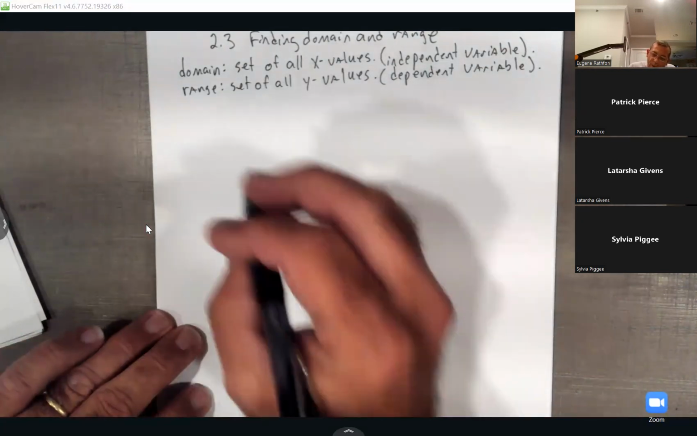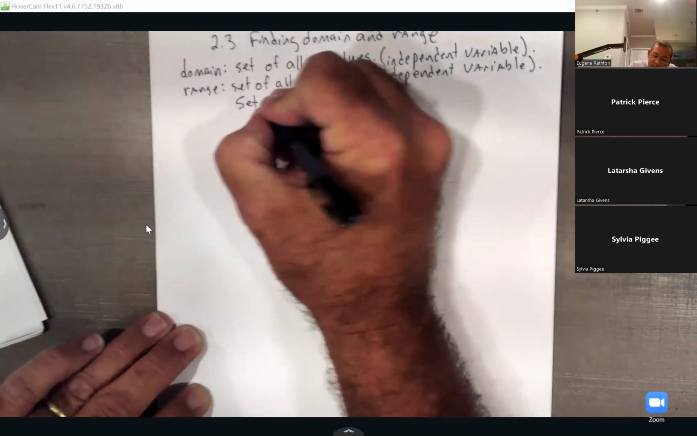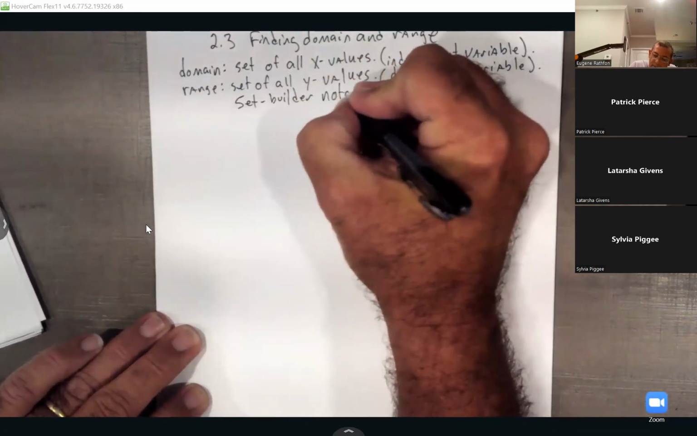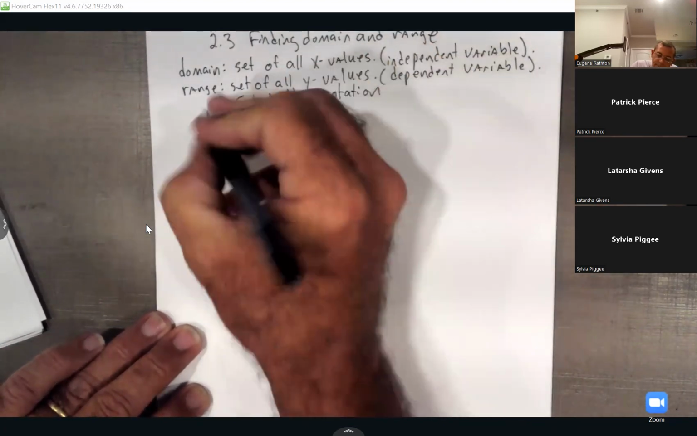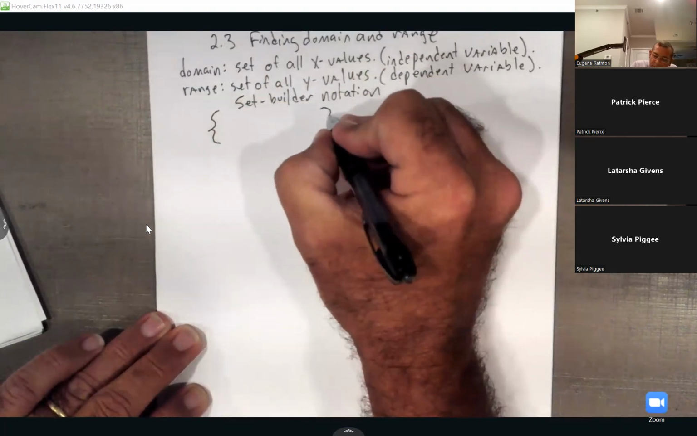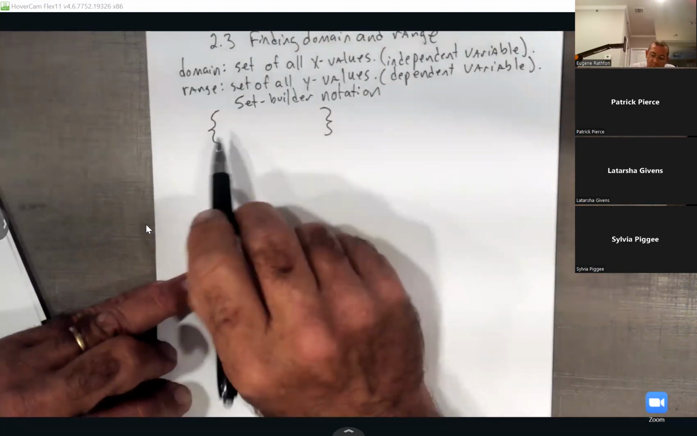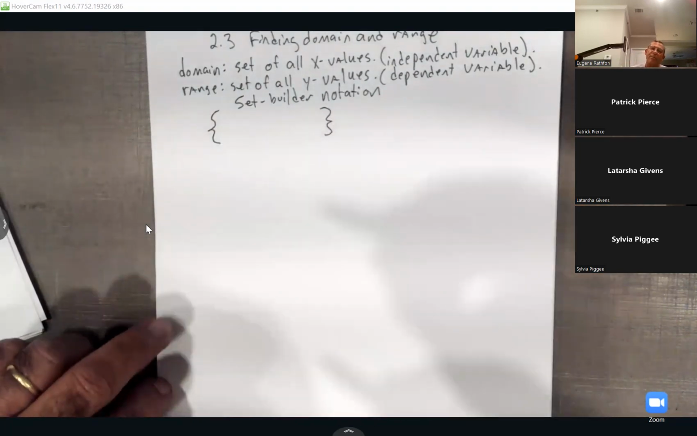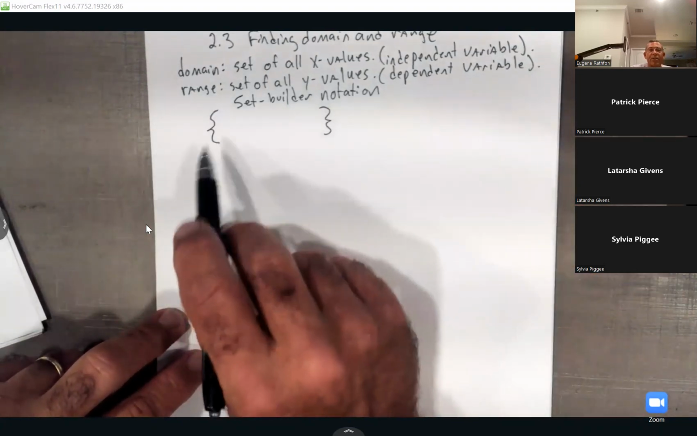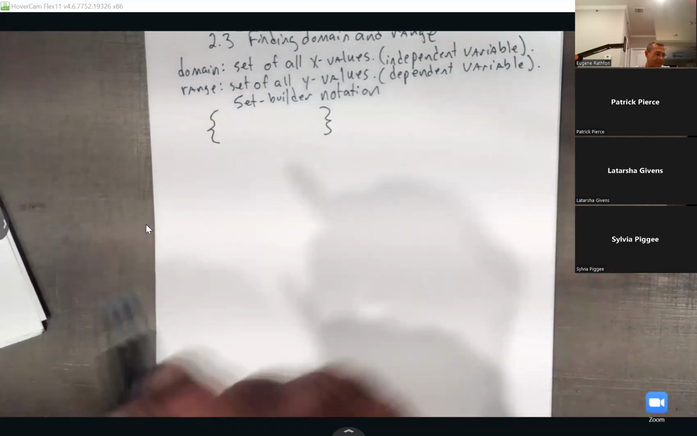So when we talk about our domain and range, we use what we call set builder notation. So that's when they use our curvy little parentheses. So I'll put all my x values in here, separated by comma for my domain. When I do my range, I'll put all my y values in here, separated by comma.